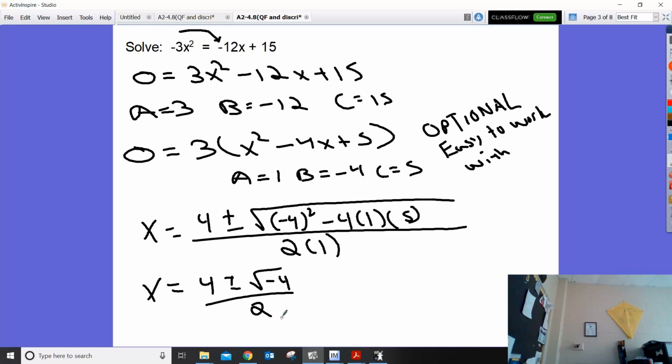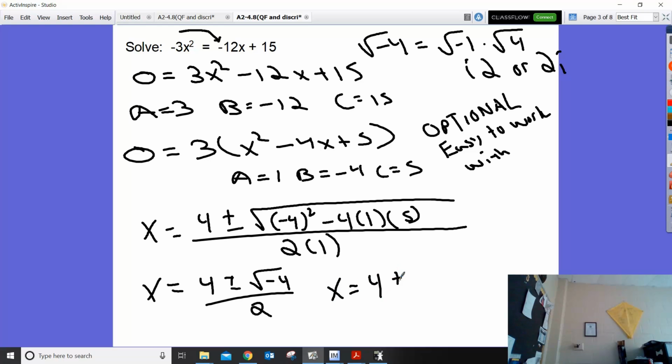You guys learned complex numbers the other day. You learned that the root of negative 4 is the root of negative 1 times the root of 4. Well, what's the root of negative 1? i. And the root of 4 is 2. And you also learned that was ugly, so you wrote it 2i. Didn't you? I was here that day. So this is what I have: 4 plus or minus 2i over 2. Anything about breaking it apart?